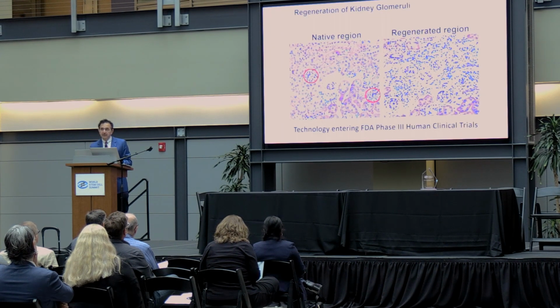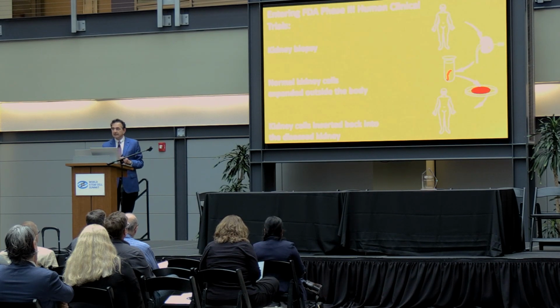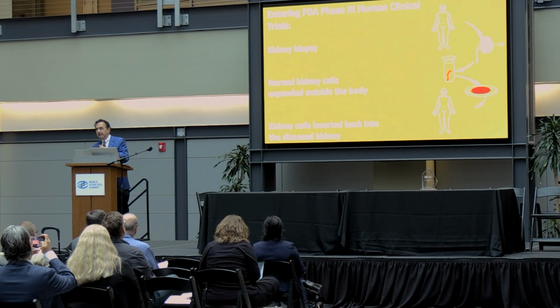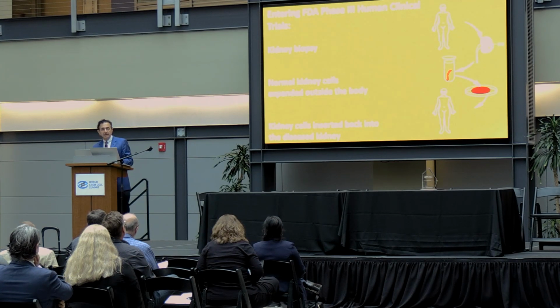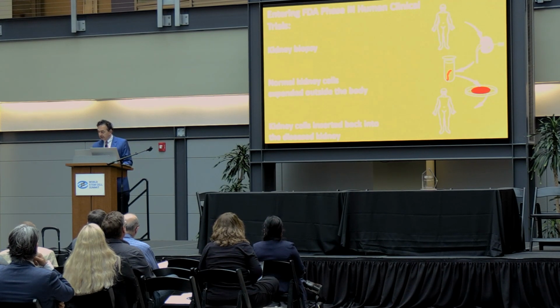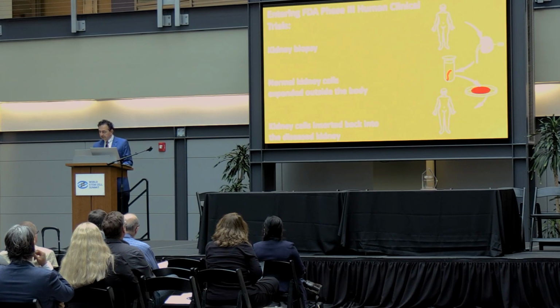And this is now in phase 3 clinical trials right here in a company in our backyard called ProKidney. This is a technology where you take a biopsy from the patient, you expand the cells outside the body, you put them right back into the patient, and the phase 1 and phase 2 clinical trials have shown that you can prevent these patients from progressing to dialysis. And so this is now a publicly held company. They went public last summer. It's worth about $2 billion at this point.